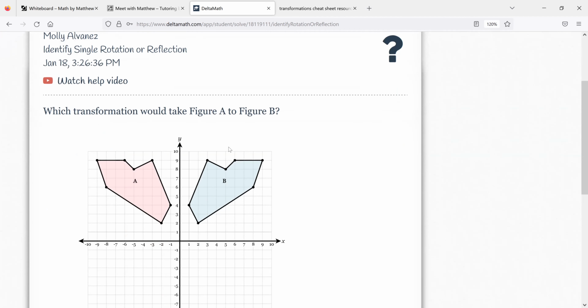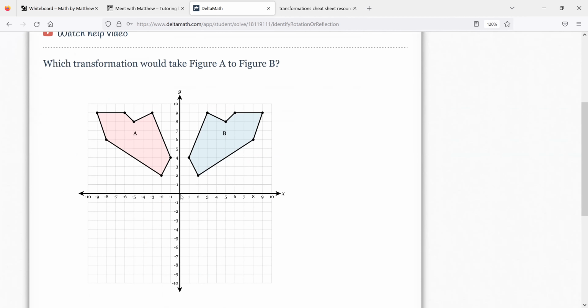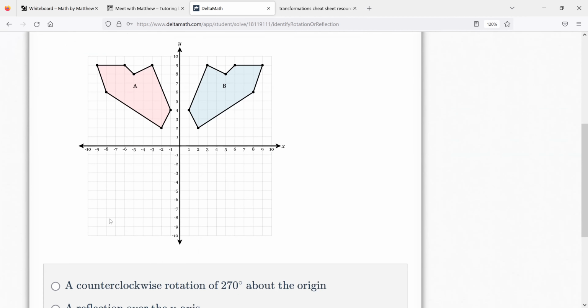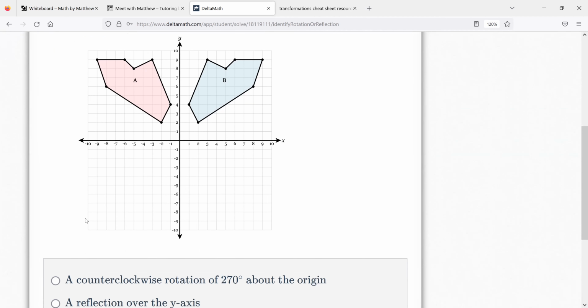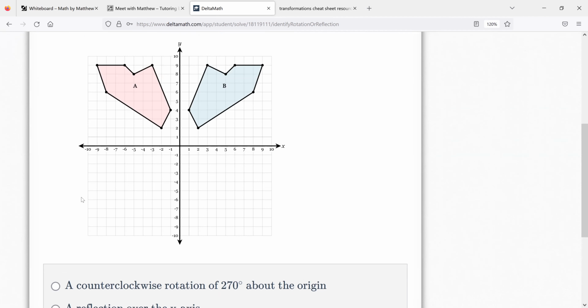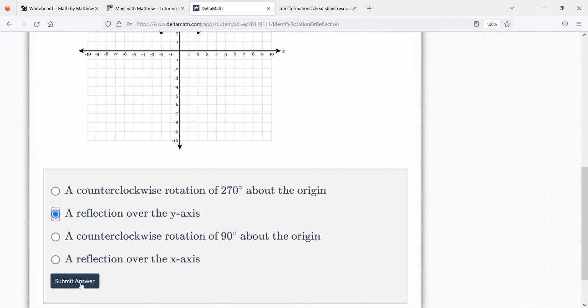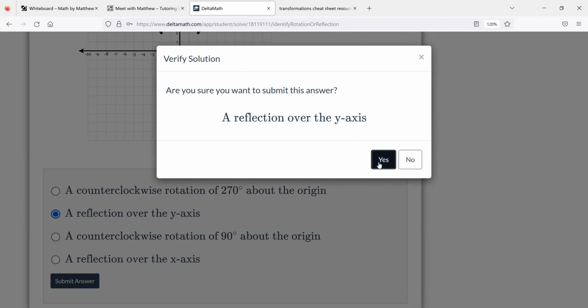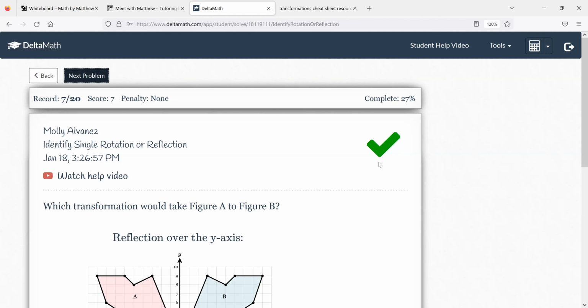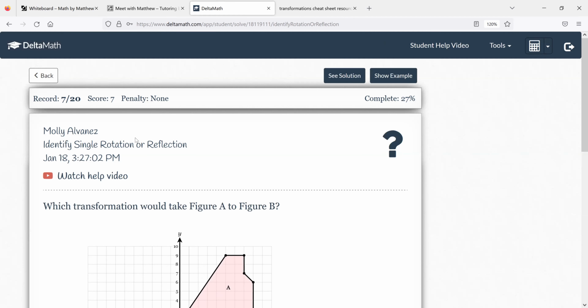Okay, A to B. First, ask yourself if it's a reflection. Yeah. Which axis? The Y. Y-axis, good. Do you like the multiple choice questions? Yeah, they're a little easier. You don't have to wonder about all the possibilities.